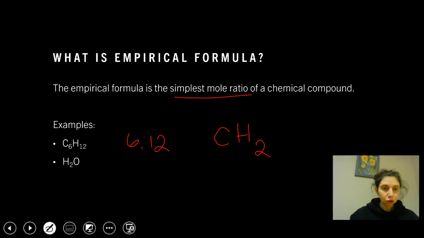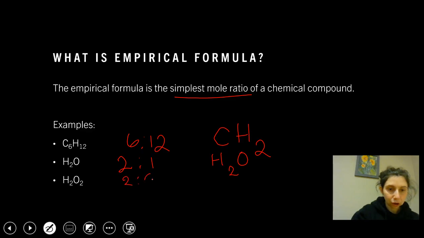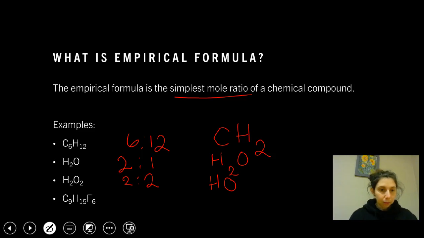Here's another example, H2O. We have a ratio of 2 hydrogen for every 1 oxygen. Notice we can't divide 2 and 1 by anything to simplify it. So our empirical formula in this case would be exactly the same as our molecular formula, H2O, because it cannot be simplified. And the next example is H2O2. Here we have a 2 to 2 ratio. 2 and 2 can both be divided by 2, so we could simplify this to just HO, make this a 1 to 1 ratio.